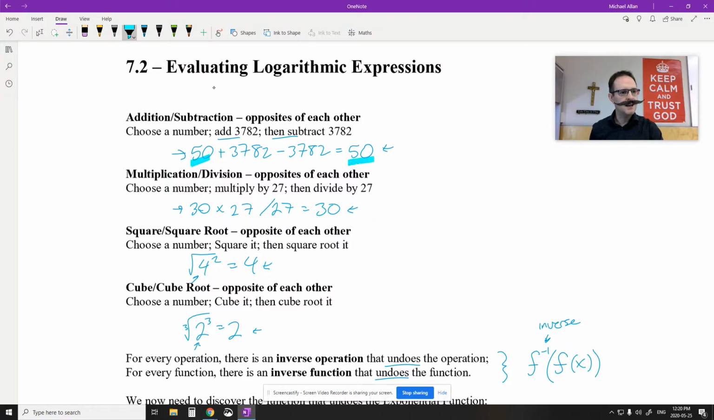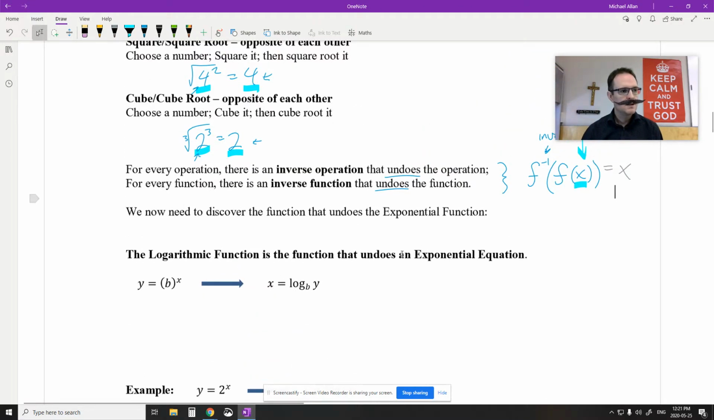So like here, if I put in an x of 50, I get out 50. I put in 30, I get out 30. I put in 4, I get out 4. I put in 2, I get out 2. If I put in x, remember this is my input, what I get out is x, if it's an inverse. So it just undoes the operation. I put in an x, I get out an x. Seems kind of redundant, but that's just how it works.